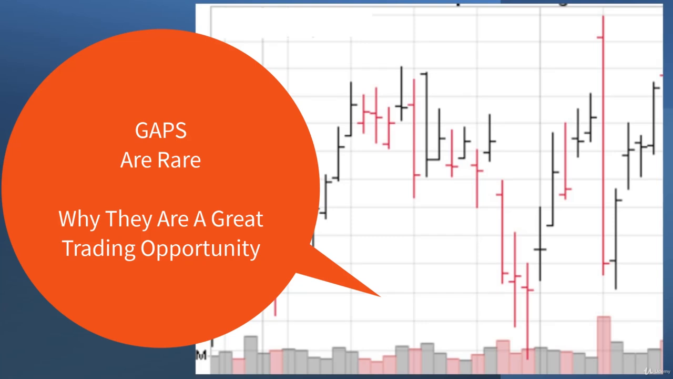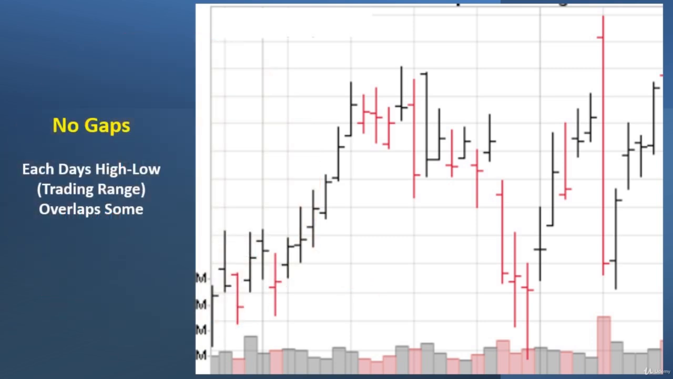Now, gaps are actually rare things. That's why they make a great trading opportunity, because something unusual has happened. There's been some significant event or significant news, and it's caused a gap in the prices. And a good way to identify it is first to understand what is typical, and that is there are no gaps.